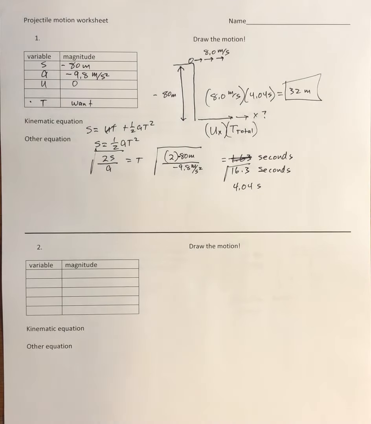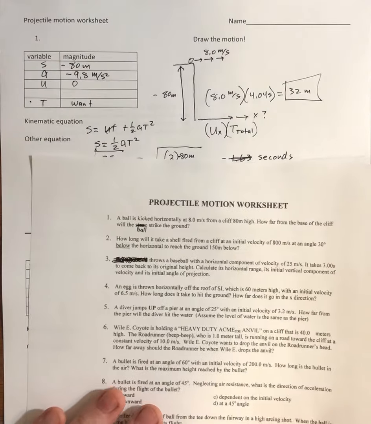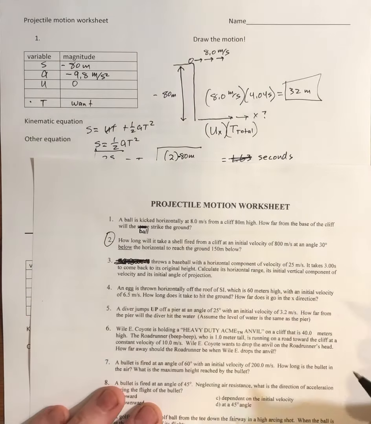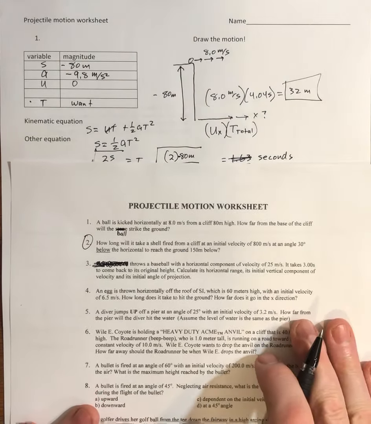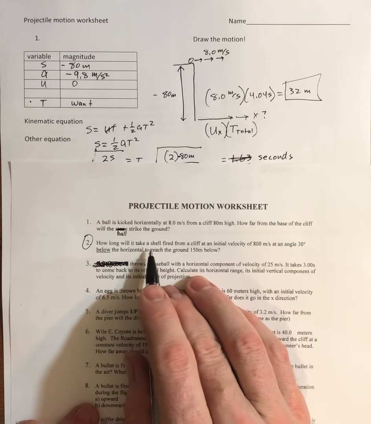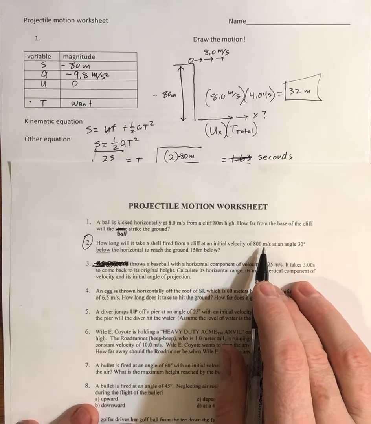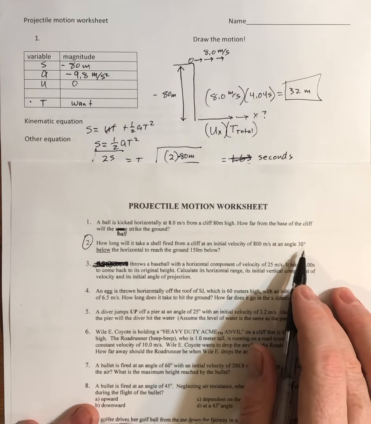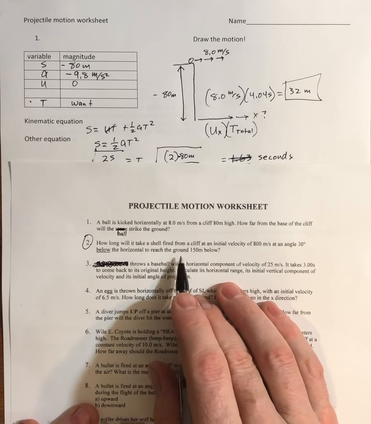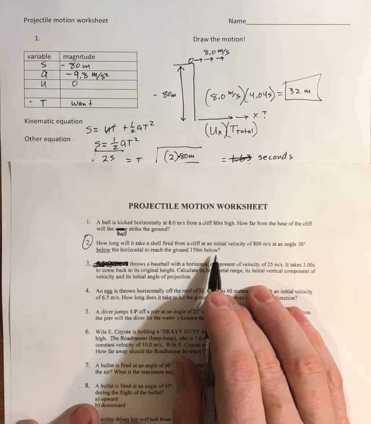Okay, so let's go to one more problem here. I'm going to try to actually do three of them. So we'll do this second one. How long will it take a shell fired from a cliff at an initial velocity of 800 meters per second at an angle 30 degrees below the horizontal to reach the ground 150 meters below?